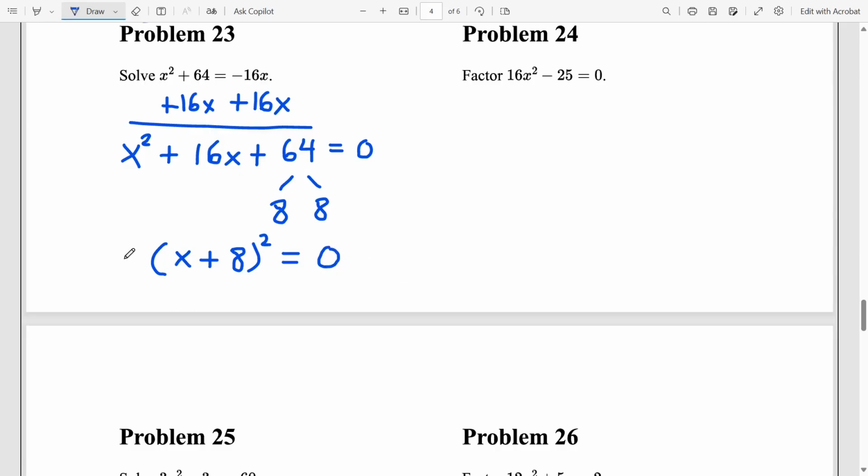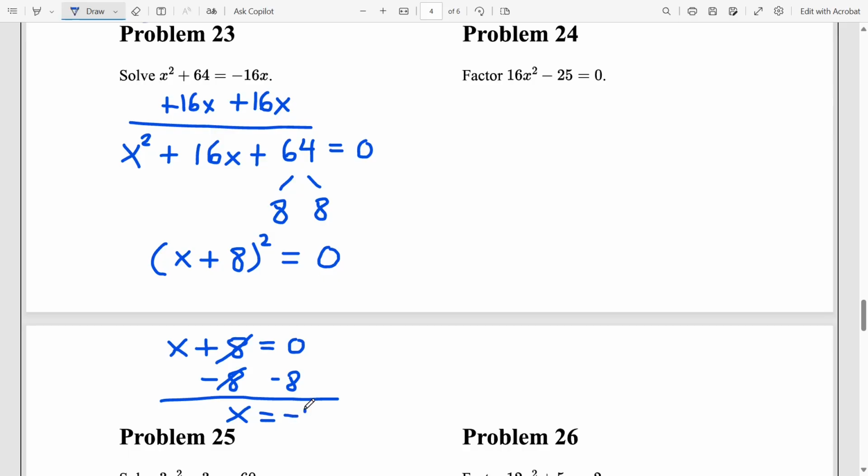And in this particular one, there's going to be one unique real solution. That's when x plus 8 equals 0. And we'd subtract 8 from both sides. And 8 minus 8 is 0, and we get x equals negative 8.